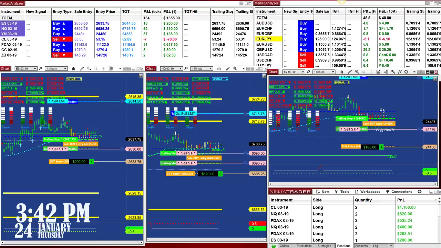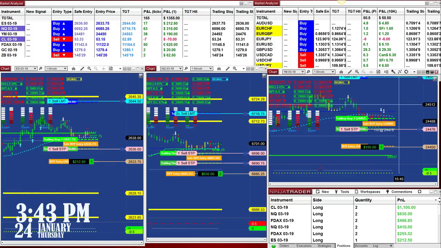You can see where the ES entry signal is. As an example, here we have a buy. Entry price 33.75, target 44.50. And then on the pullback re-entry, we have 26.36.50. This is from the last entry signal, not the whole day. There is 16 ticks. As an example, NASDAQ, from the entry signal is 66.85.25, target 67.16.75. There is 63 ticks from the last entry signal.